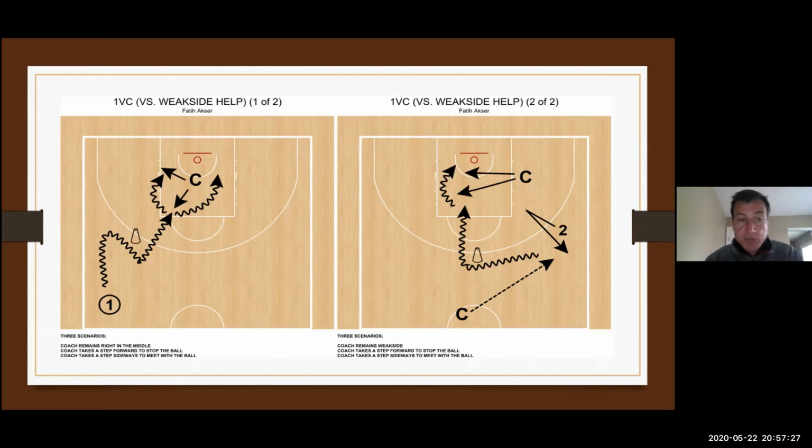And the third scenario is coach takes a step sideways to meet with the ball. So in this case, the ball handler just turns the corner and coach doesn't step forward. Coach doesn't remain at the same spot, just goes sideways. So we are focusing on finishing with a contact, especially at our level, at every level.